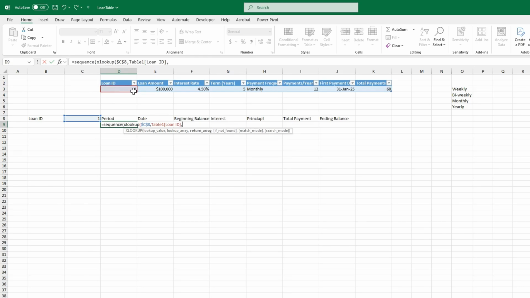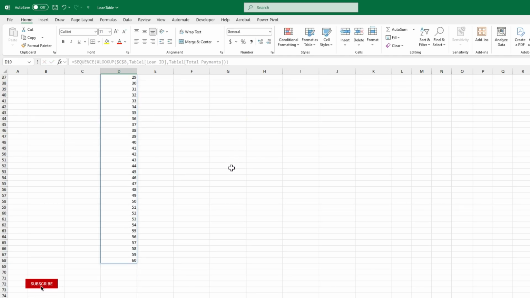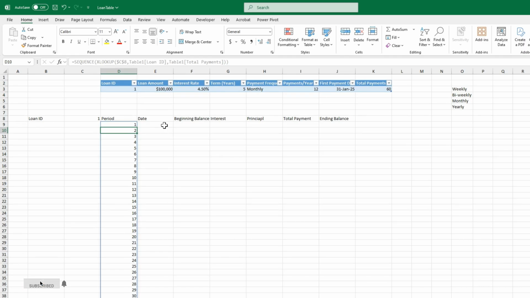And then what do I need it to return? What I need it to return is 60. And this is just going to return the number 60. This is all this does. I don't need anything else in there. So then in my sequence, my rows are going to be 60. I don't need anything else. Close off that bracket. And then here are my 60 rows.